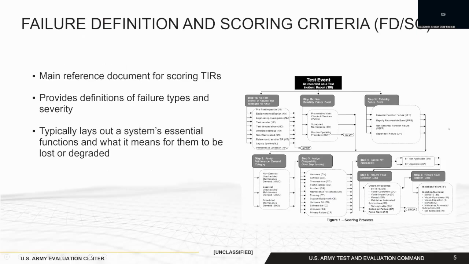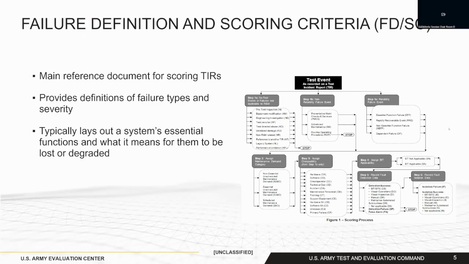The other piece of background that helps in the scoring process is the document called the Failure Definition and Scoring Criteria. This is the guideline for how the TIRs should be scored. Again, these vary from system to system, and the philosophy behind them seems to be changing in recent years.